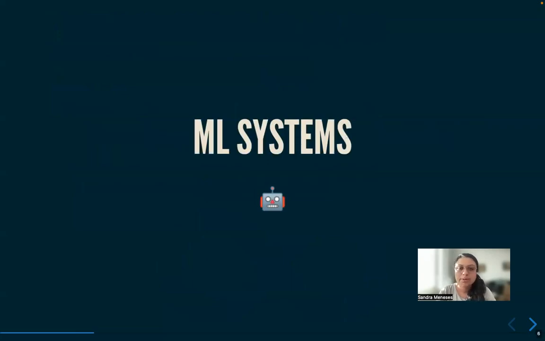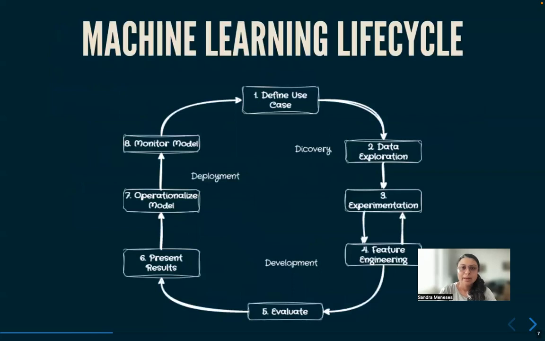Now we'll talk about machine learning systems and why they are different. This is the machine learning lifecycle that many of you know. So normally we start defining a use case where we define some metrics, what are the things that we want to improve in the company, and how can we do it. And we define that business case as a machine learning model.